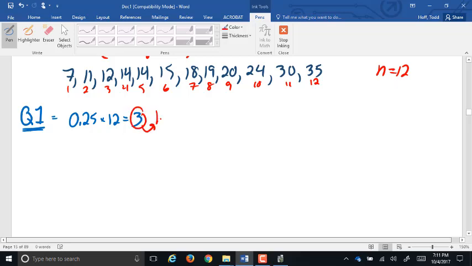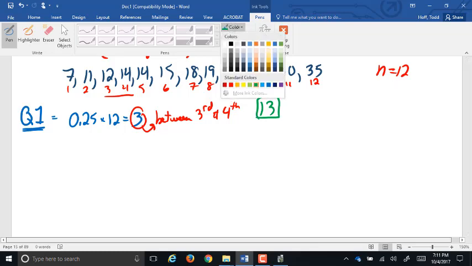Since that's an integer, it is going to be between the 3rd and 4th. So that's going to be 12 and 14. Add those together and divide by 2, you're going to get 13.